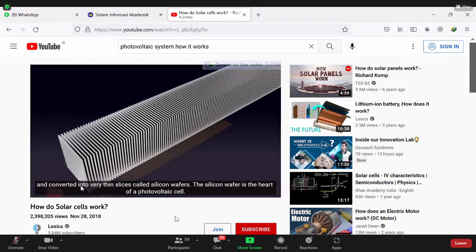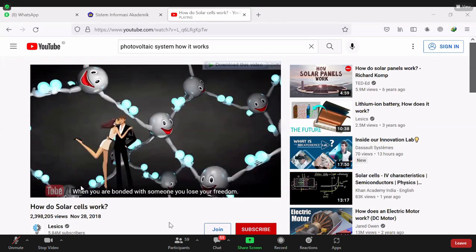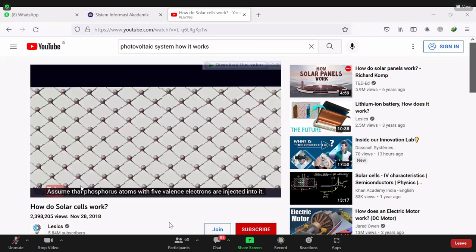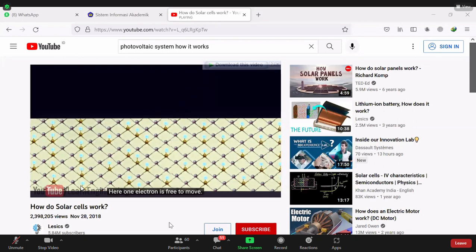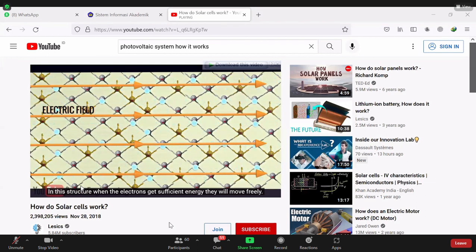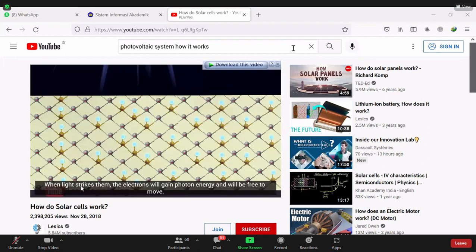When we analyze the structure of the silicon atoms, you can see they are bonded together. When you are bonded with someone, you lose your freedom. Similarly, the electrons in the silicon structure also have no freedom of movement. To make the study easier, let's consider a 2D structure of the silicon crystals. Assume that phosphorus atoms with 5 valence electrons are injected into it. Here, one electron is free to move. In this structure, when the electrons get sufficient energy, they will move freely. Let's try to make a highly simplified solar cell only using this type of material. When light strikes them, the electrons will gain photon energy and will be free to move.